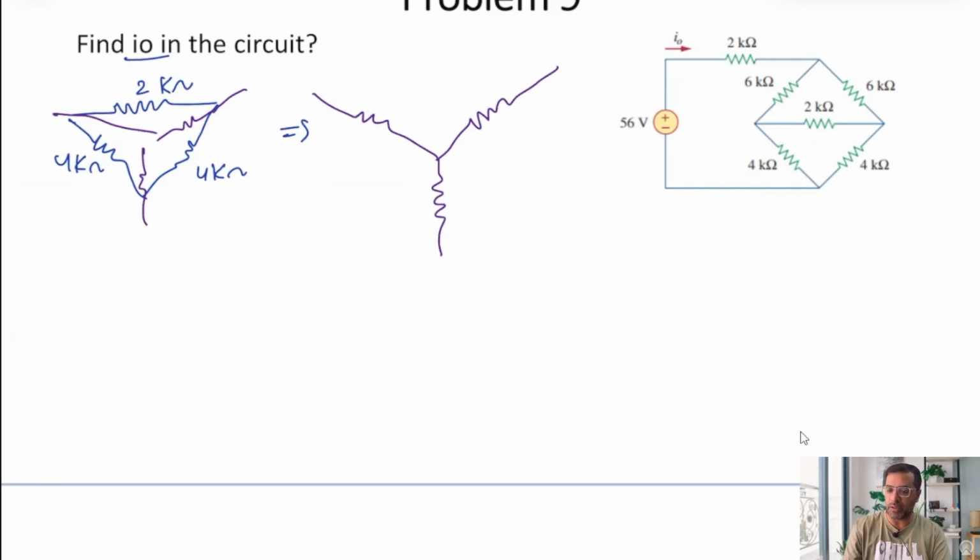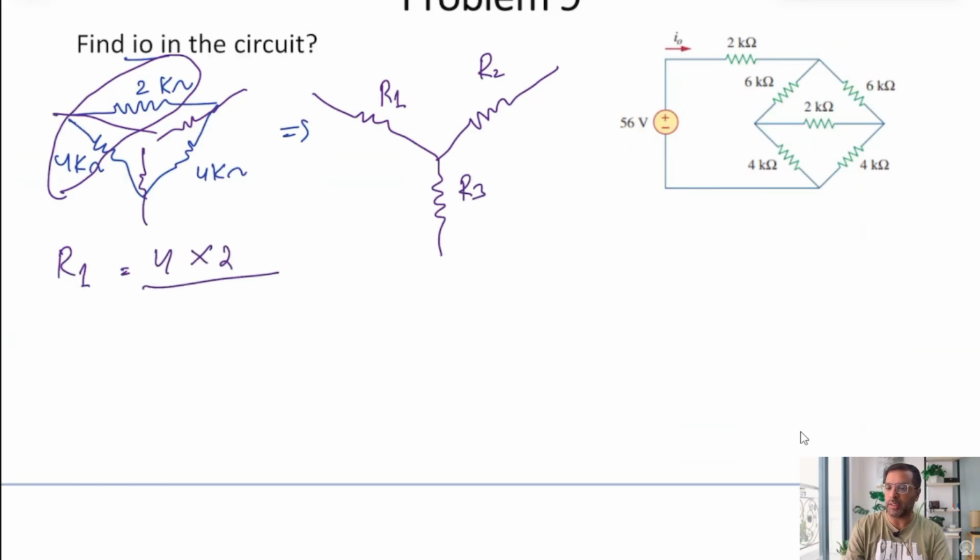Now, what are their values? If we again see the formula, let this one be R1, R2 and R3. So we will say R1, which is because of these two resistors, will be equal to 4 into 2 upon the total resistance, which is 4 plus 2 plus 4. So it is equal to 8 upon 10, that is 0.8 kilo ohm. In the same way, what will R2 be? R2 is between this 4 kilo ohm and 2 kilo ohm.